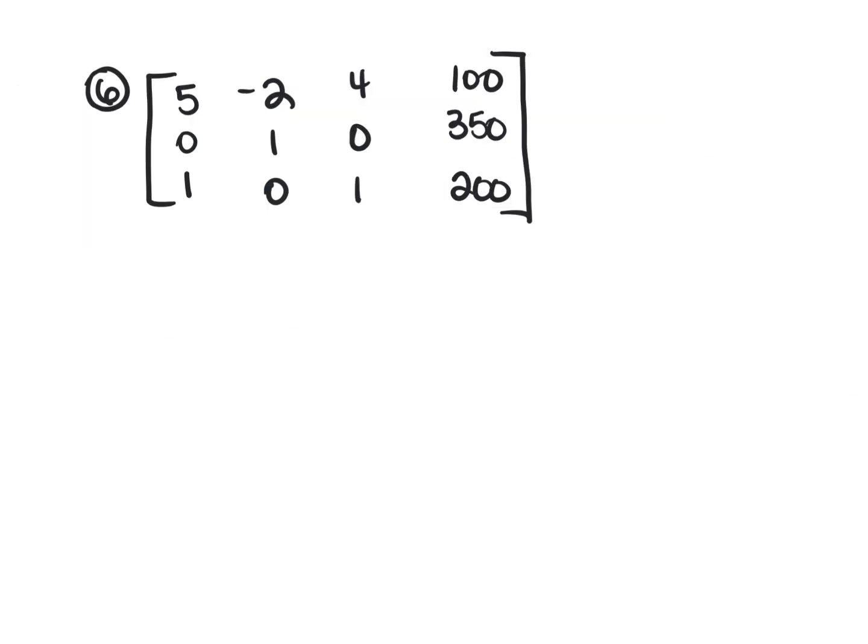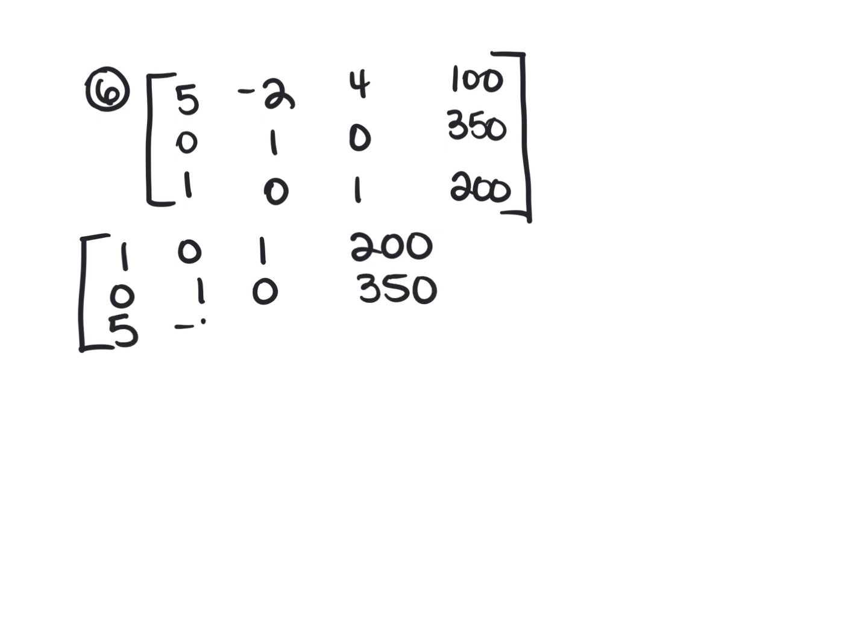So here's another one that's a 3 by 4. So the first thing we need is a 1 at the top, and to do that, I'm just going to interchange and put the third row on top and keep the second row just like it is, and then the top row goes to the bottom. So now I have my 1 that is here.